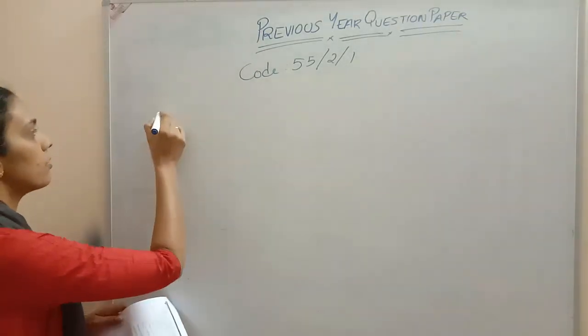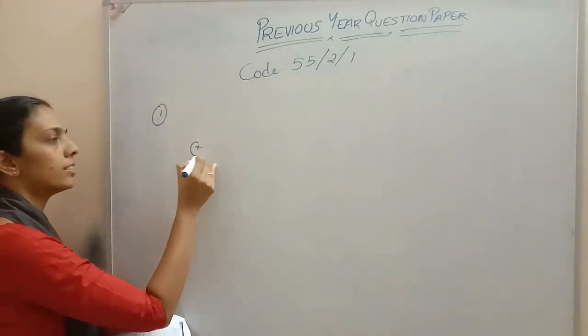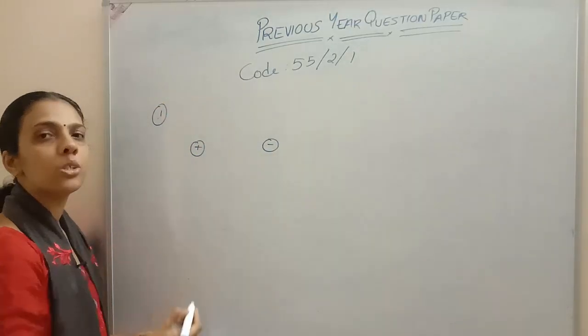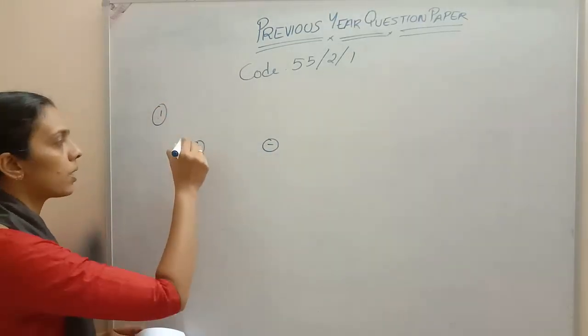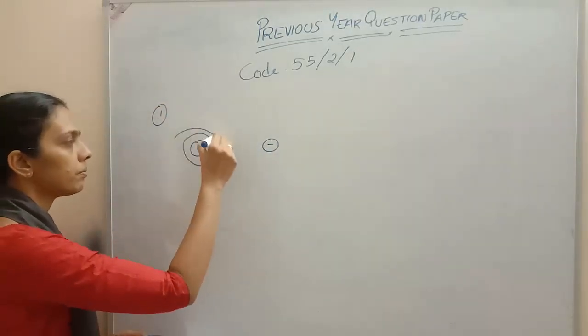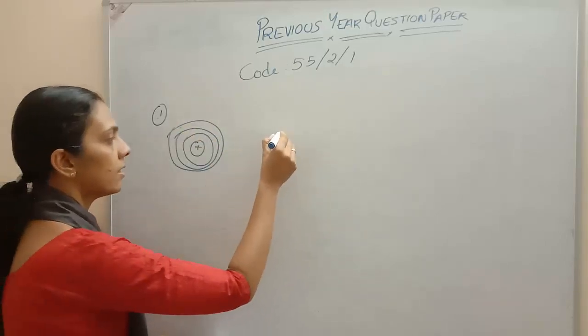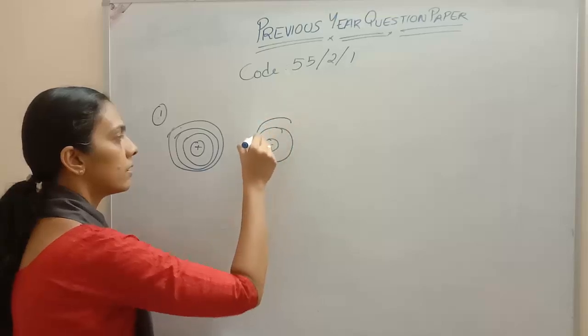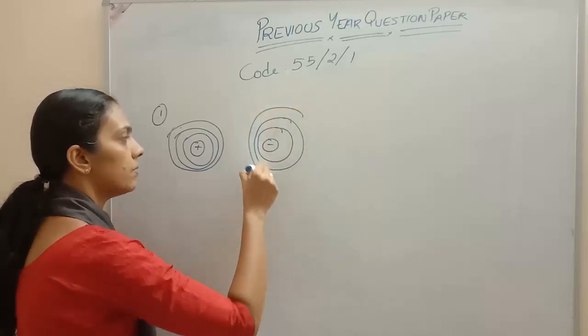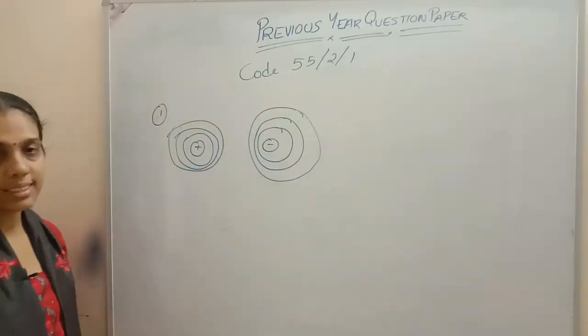An electric dipole means it will have a positive charge and a negative charge. So how will the equipotential surface be? It will be closed like this. One is positive and the other is negative, so it will be like that.